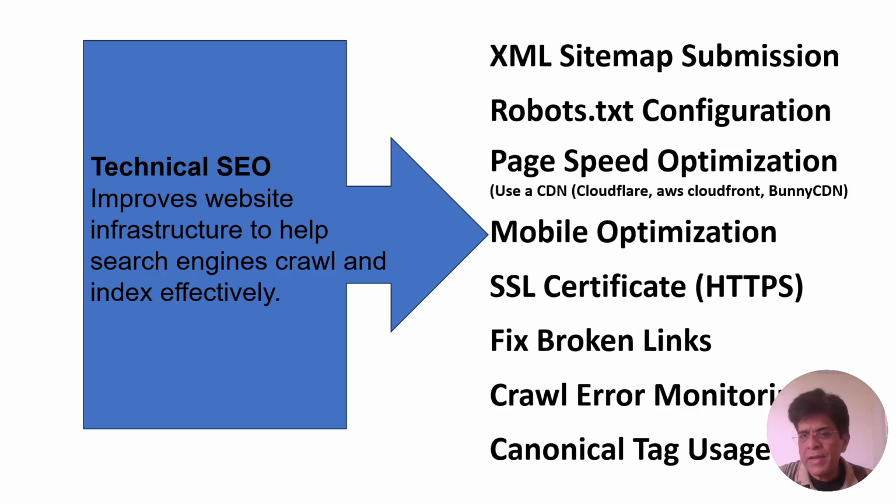Canonical tags I have already discussed. If we have two similar pages, we have to direct both pages to indicate one page. Otherwise, the search engine algorithm will be confused about which page to index. So canonical tag usage is very important when we have similar pages in a specific website.